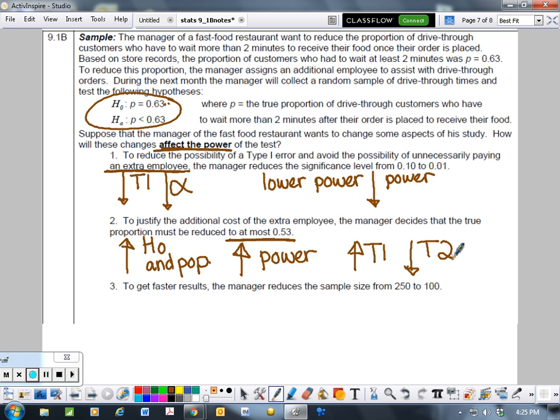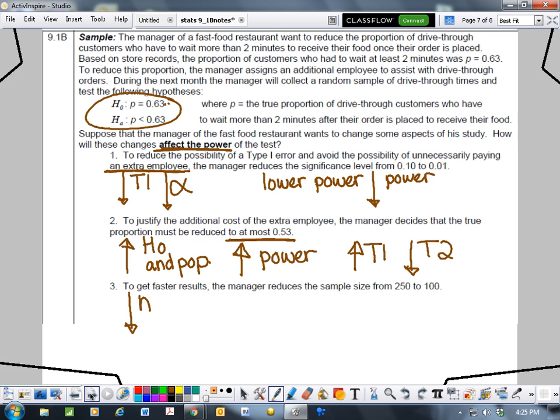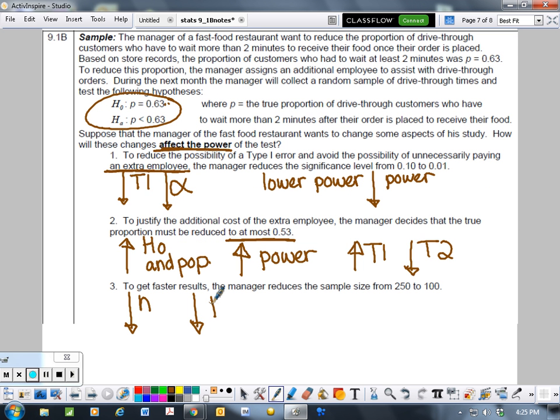To get faster results, the manager reduces the sample size. So my sample size, n, is going to go down. How's that going to affect our power? Well, increasing sample size increases power. No, we're decreasing sample size, so it's going to lower our power. And so you're going to find multiple choice questions dealing with that, and even free response. Like, if I do this, how's that going to affect the power of my test? You will find this on your Chapter 9 test, so I highly recommend finding a way to study this relationship in some way or form.